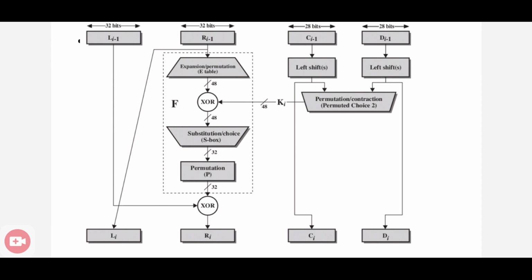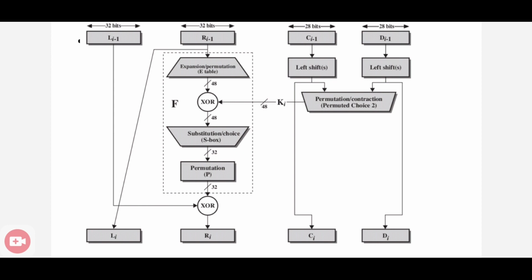After permutation, we are getting 32 bits. Then that 32-bit output is XORed with the left half, as you can see in the figure. After performing the XOR, we get an output of 32 bits. That is the right half of the next round, round 2. So what is the left half of round 2? It is the right half of round 1. Clear? So this is a single round encryption mechanism.